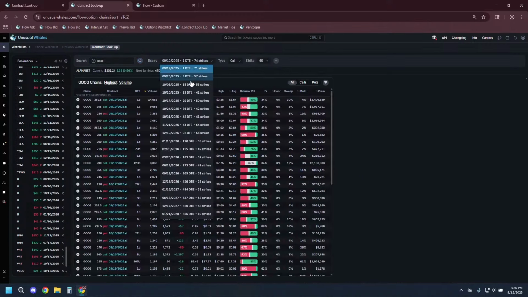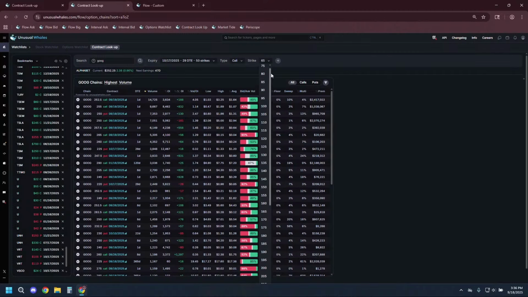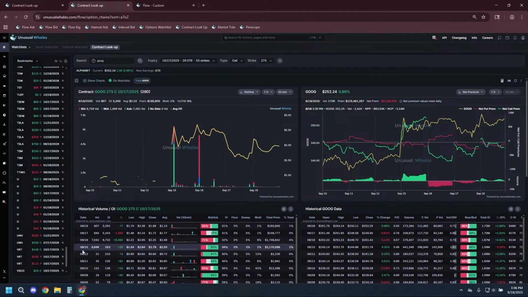The Goog, October 17th, 275 call. Do we see it here? No, let's just look it up. So they are in and out of these. They're in on the 15th, and they're out on the 16th. Pretty easy read, you might say, but the open interest is still 5,000 plus. It went from 250 to 6,700, and maybe they did sell some, but the open interest is still 5,300.